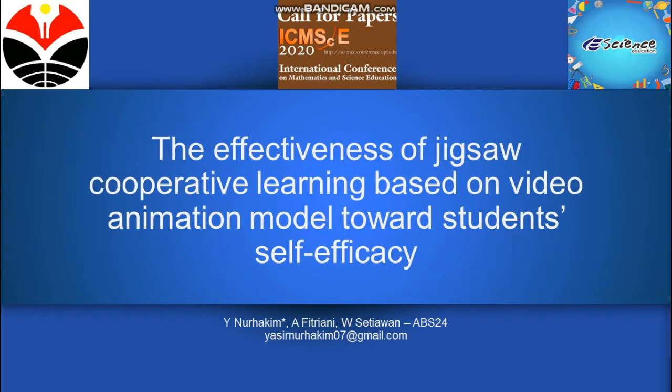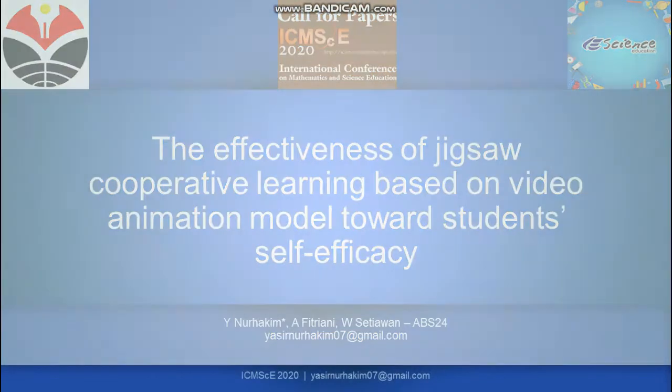My name is Yasir Nurhakim from Universitas Pendidikan Indonesia Bandung, majoring in Science Education. On this good opportunity, I will present the result of the study entitled The Activeness of Jigsaw Cooperative Learning Based on Video Animation Model Towards Student Self-Efficacy. This research has a background.